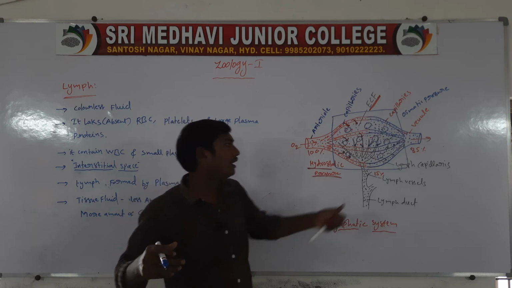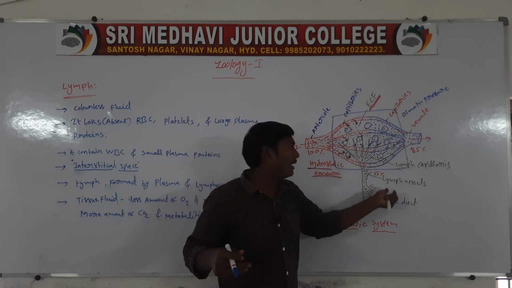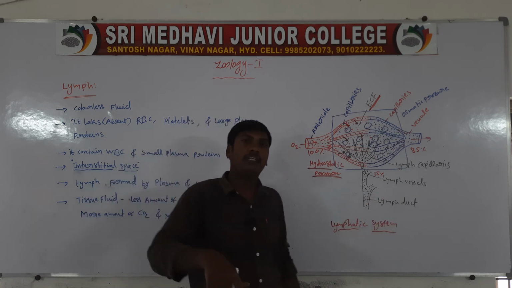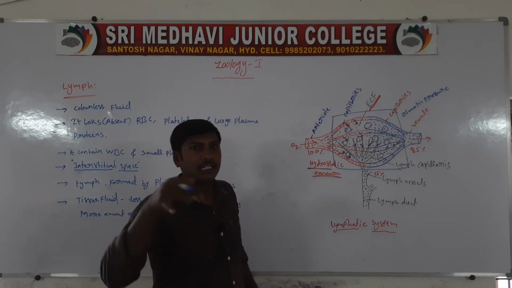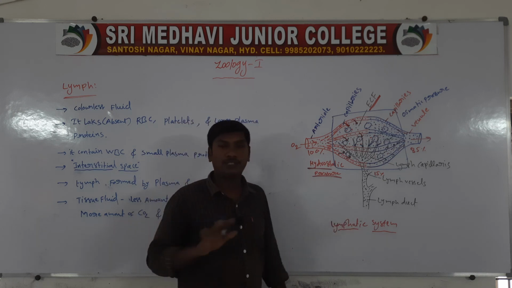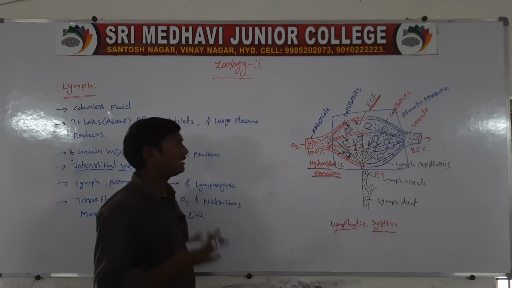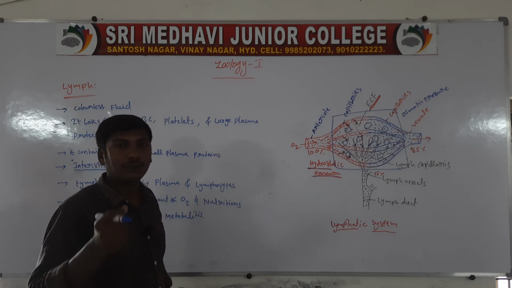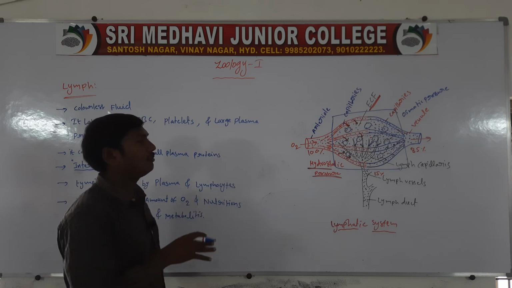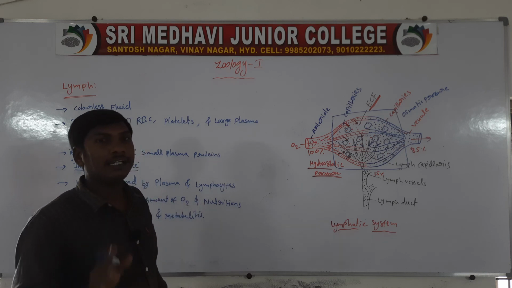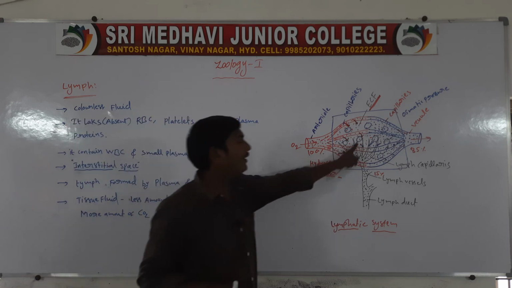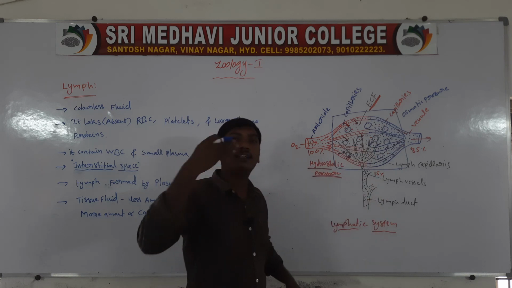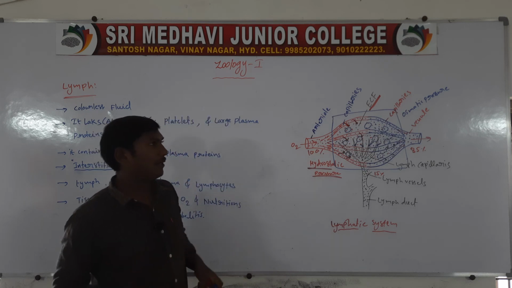That 15% of the fluid enters from the lymph capillaries to the lymph vessels to the lymph ducts. Once the fluid enters the lymph capillaries, lymph vessels, or lymph ducts, it is called the lymph. The lymphatic system is also called the accessory route of the circulatory system. It is formed from the interstitial space of the tissues. So these are the lymphatic system.